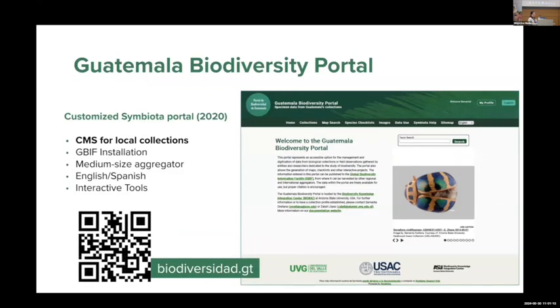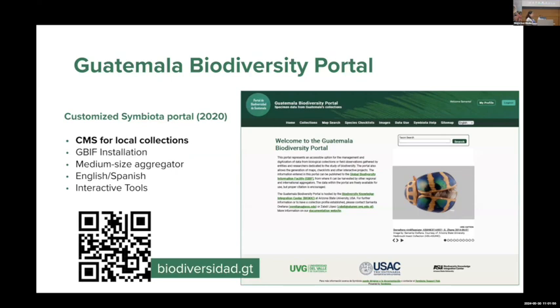So I want to present you our own customized Symbiota portal where we are digitizing the collections in Guatemala. We have been working, as I said, with this since 2020, and actually the pandemic helped a lot to realize that we needed to start digitizing the local collections. So with the help of the team at Arizona State University, we started this portal, and it's currently being used as a collection management system for the local collections.